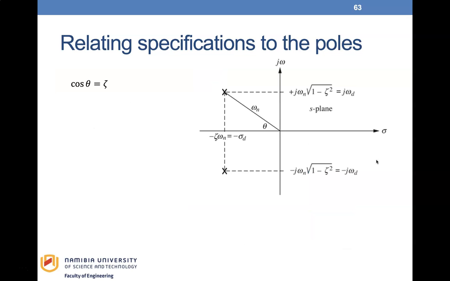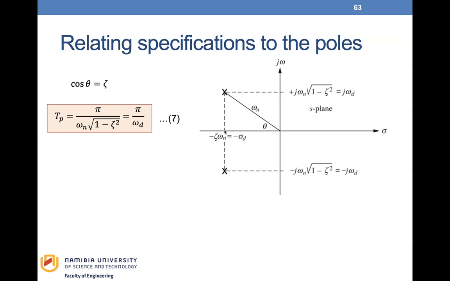Using Pythagorean theorem, we can see that the radial distance from the origin to the pole is the natural frequency omega subscript n. And the cosine of the angle theta, cos theta, is the damping coefficient. Let us relate the specifications to the poles.